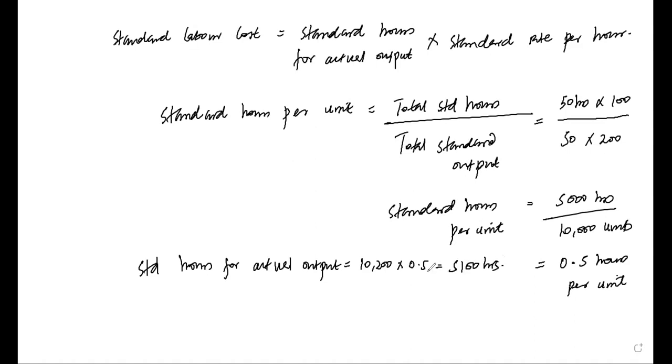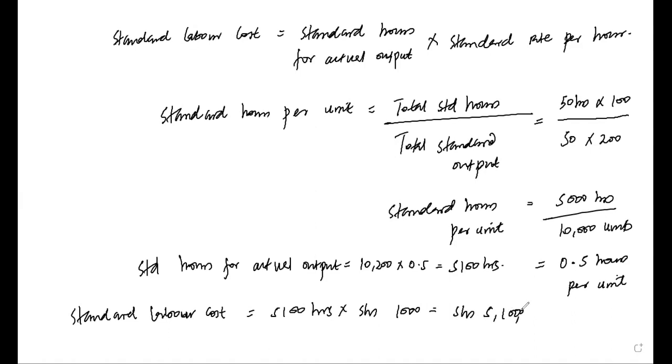They should take 5,100 hours. Therefore, the standard labor cost will equal the standard hours for the actual output, which we have as 5,100 hours, times the standard rate per hour of shillings 1,000. This gives us shillings 5,100,000. That is our standard labor cost.